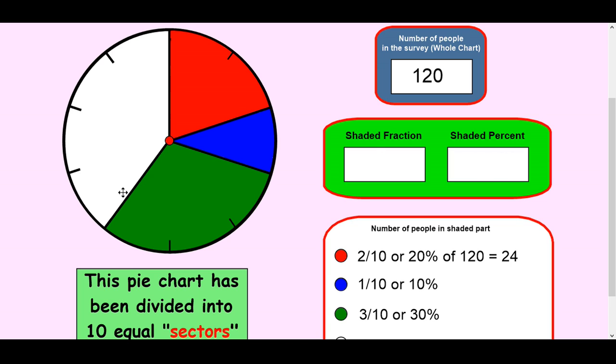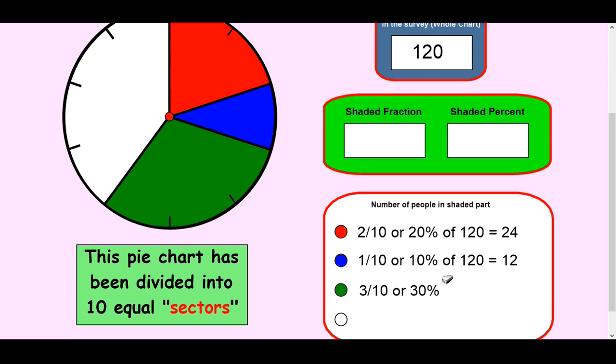So to get the number of people in the blue bit, you could actually just halve that, or you could work out 1 tenth of 120, or 10%, because those are the same things. So to get 10%, you divide by 10. To get 1 tenth, you divide by 10, and that's going to give you 12. So there's 12 people in the blue bit, and there's 24 in the red bit. To get the green bit, we've got 3 tenths of 120, the whole thing, or 30% of 120, again the same idea. So divide by 10 to get 10%, and then times by 3 is going to give you 36, or divide by 10 and times by 3 is going to give you 36.